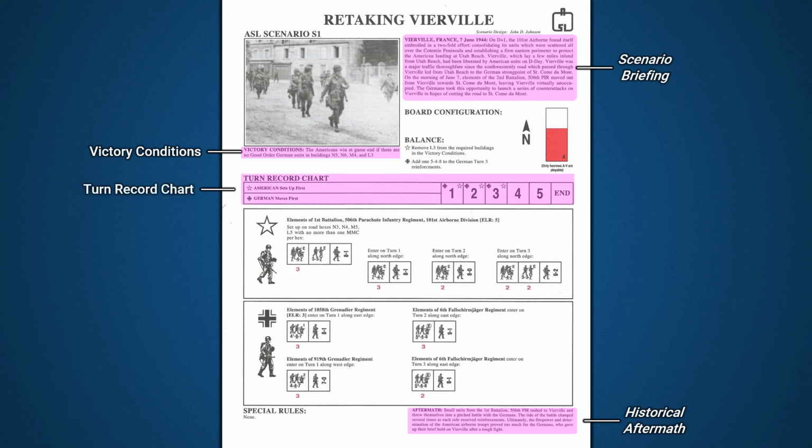Next, let's look at the scenario's turn record chart. We have a row for each nation. The Americans are noted as setting up first. However, when the game begins, the Germans move first.